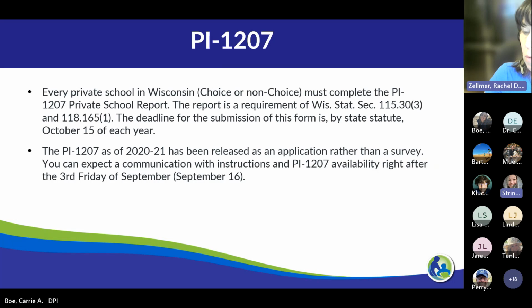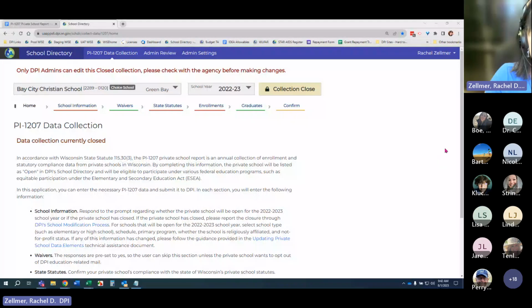I'm in test right now. What the PI 1207 private school data collection is, is a requirement under state statute that annually the private schools provide an assurance. You are verifying that you are meeting the requirements under Wisconsin state statute to operate as a private school. So you sign off on those assurances annually.